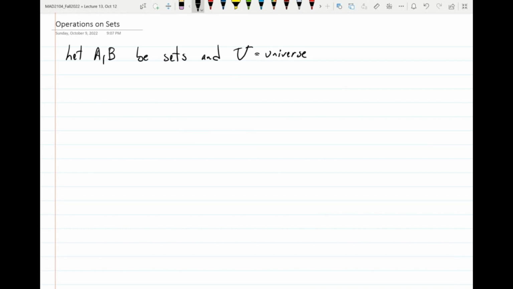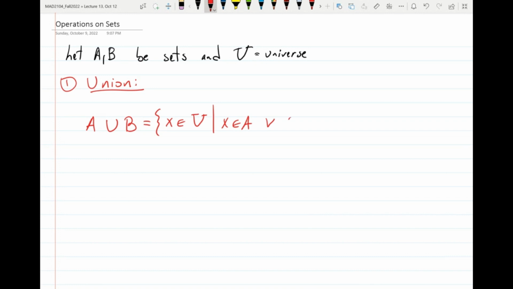All right, so the first idea that I want to talk about is the union of two sets, and I'm just going to give you the definition, okay? So the union of A and B, this is the notation that we use, A capital U B, and the definition is, this is the collection of all elements that are in A or B. So these are elements x in the universe, such that x is in A or x is in B.